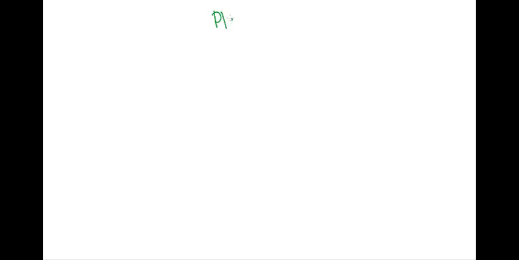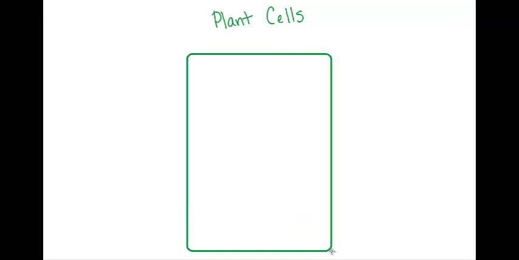Now we'll move on to our plant cells. Plant cells have a lot of similar features to animal cells. However, there are some very important differences that I really want you to pay attention to. First of all, they do have a cell membrane. They're cells. This is a given. Within the cell membrane, you will again have a nucleus. These are eukaryotic cells. All eukaryotic cells have a nucleus.